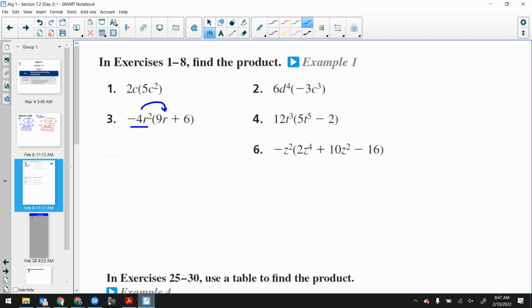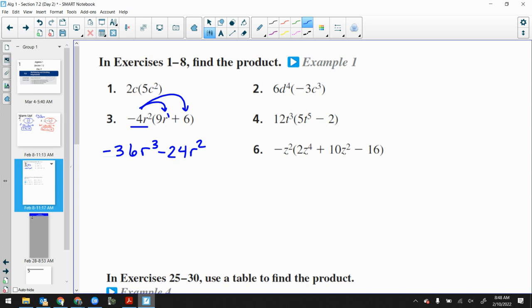Negative 4 times 9 is negative 36. R squared times r is r to the third. Remember, you're adding exponents there. R squared times r to the first is r to the third. And then I have a negative 4r squared times 6, which is a minus 24r squared. And that's where we end. Are there any questions 1 through 6? Yeah, I actually have 2 from 1 through 6. Okay, go for it. What do you want to see?